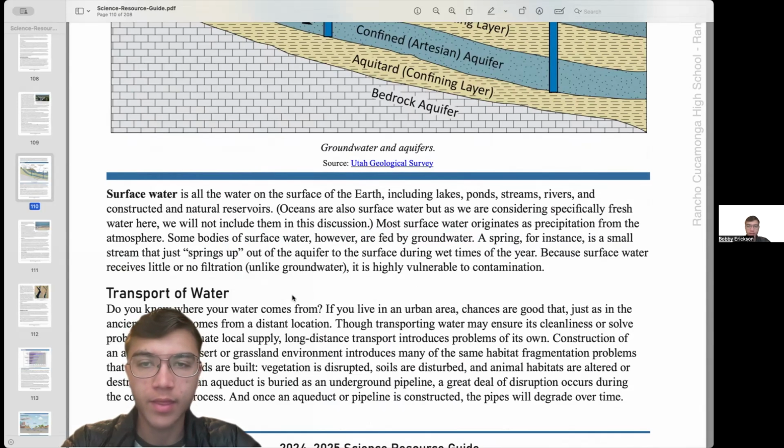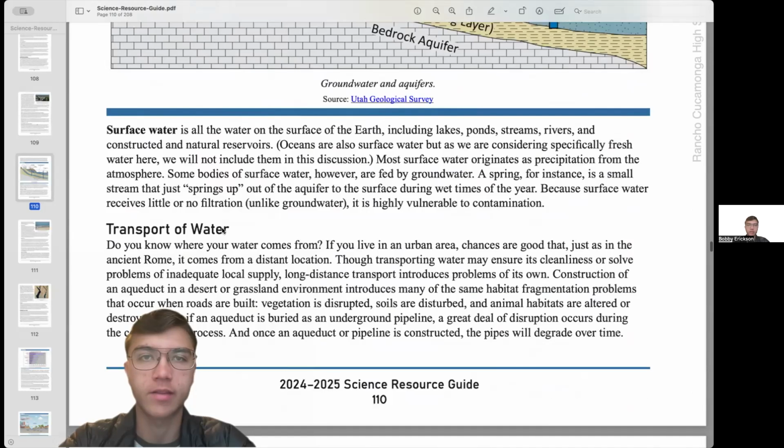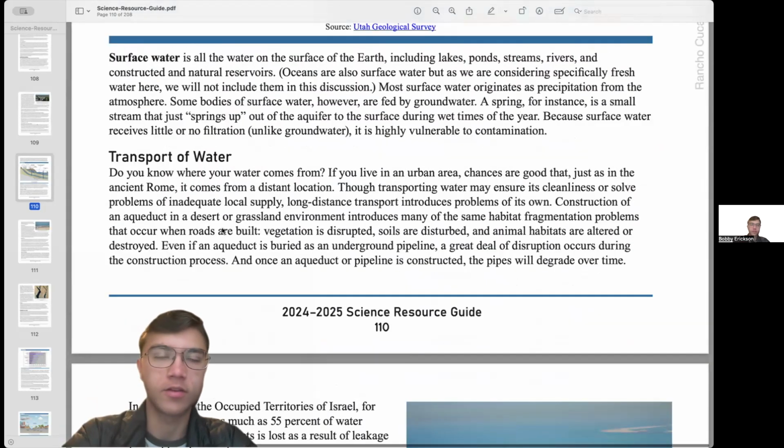And this is actually very vulnerable to contamination. So most pollutants are going to be found in surface water. So that may be a complicated question on one of the tests where it asks which kind of water is most likely to be contaminated. Well, it's going to be surface water because there's little to no filtration, unlike groundwater. So groundwater has to go through the dirt through precipitation and such, whereas the surface water does not.